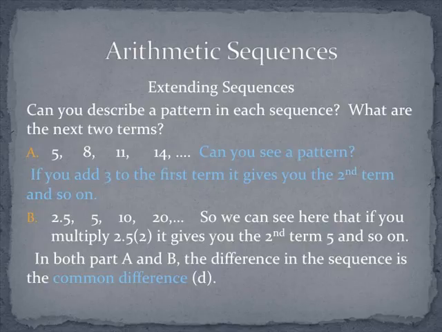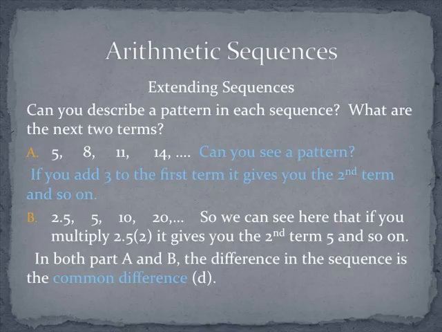If you add 3 to the first term, it gives you the second term. So if we add 3 to 5, we get 8. Add 3 to 8, we get 11. And we add 3 to 11 and get 14.